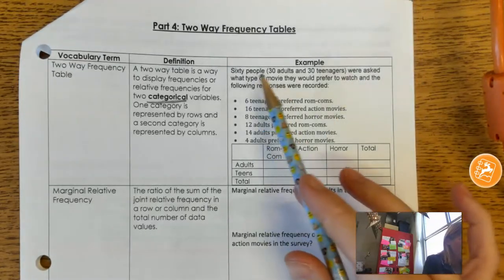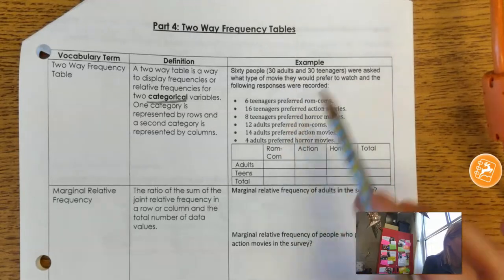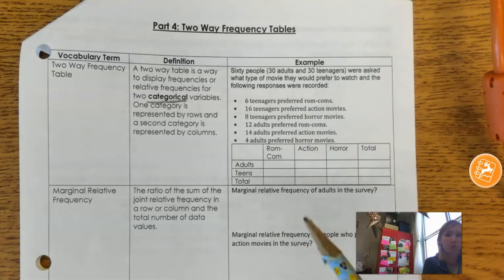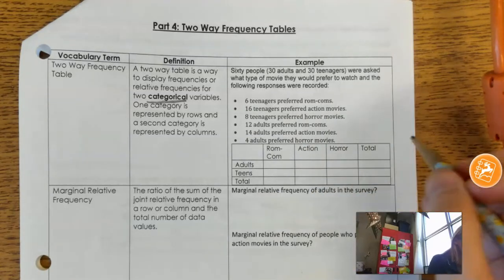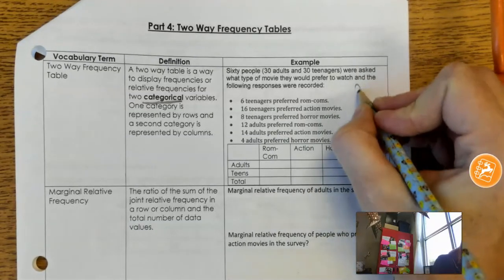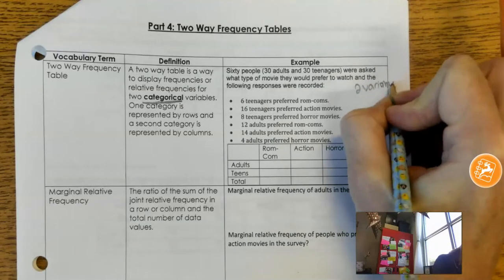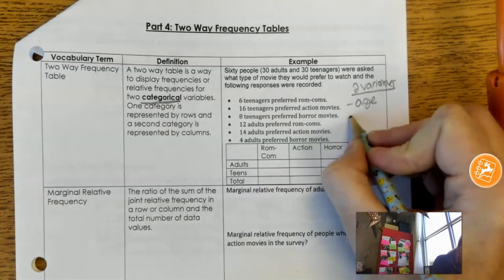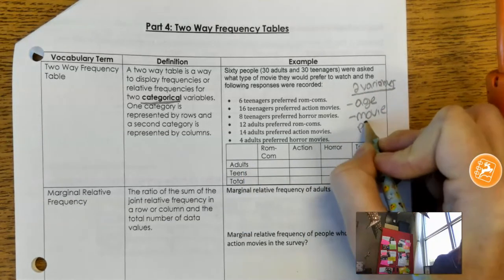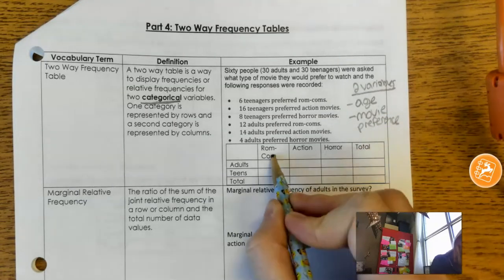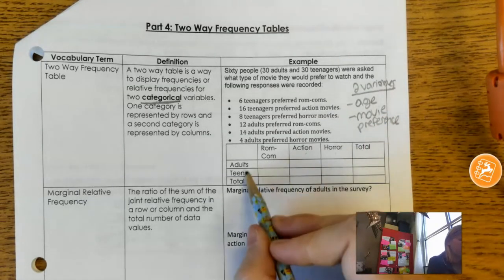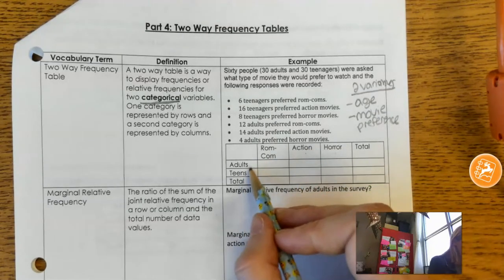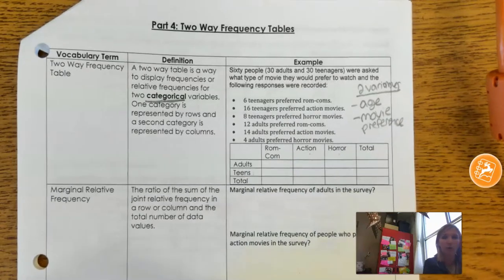All right, so we had a survey with 60 people. 30 were adults, 30 were teenagers, and they were asked what type of movie they prefer to watch, and their answers were recorded. So the two variables that we have here in this chart are age, adult or teen, and movie preference. Rom-com, action, horror. So I've got two different types of variables, and within the variables I've got two categories for age and three categories for movies.